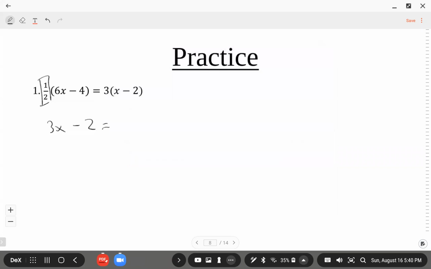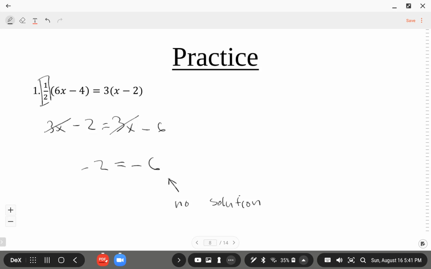Okay. So let's solve for the right-hand side. Let's just simplify these parentheses. So there we go. And then look, 3x cancels out, right? And then we get -2 equals -6. Okay, we get -2 equals -6. Now that is not true, right? So what is that? That is a no solution equation, okay? No solution. Very good.